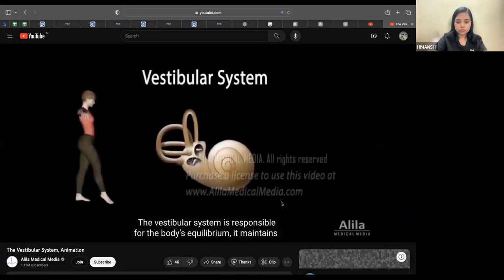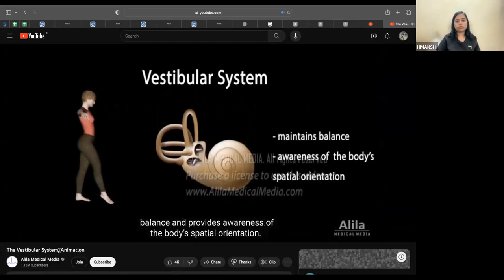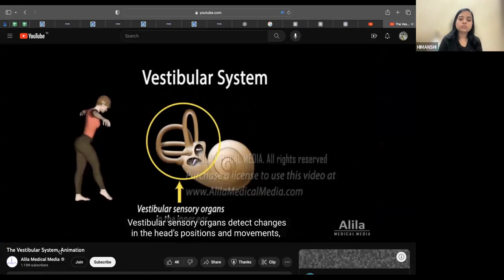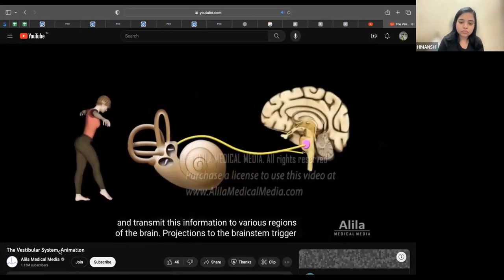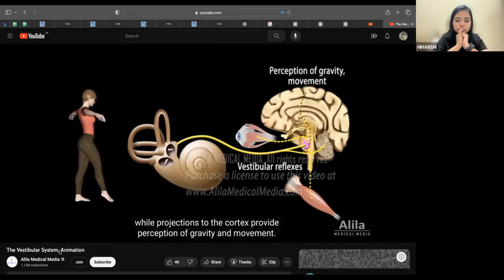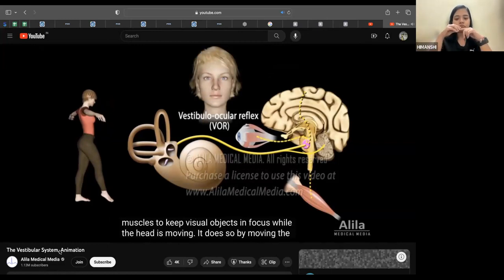The vestibular system is responsible for the body's equilibrium. It maintains balance and provides awareness of the body's spatial orientation. Vestibular sensory organs detect changes in the head's positions and movements and transmit this information to various regions of the brain. Projections to the brainstem trigger reflex pathways that lead to compensatory actions to maintain stability or reestablish equilibrium, while projections to the cortex provide perception of gravity and movement. Examples of vestibular reflex pathways include the vestibulo-ocular reflex that controls eye muscles to keep visual objects in focus while the head is moving.